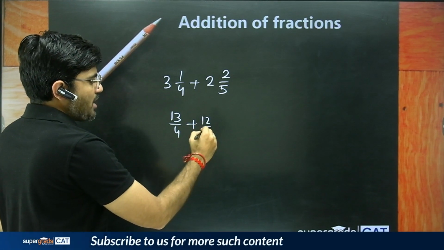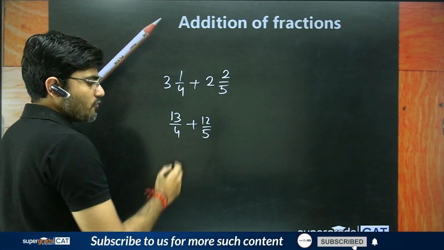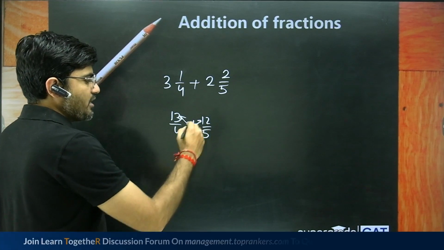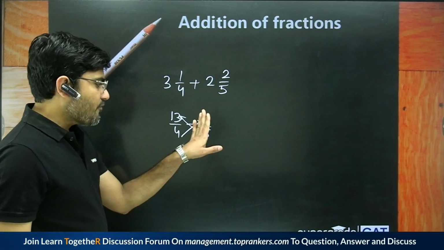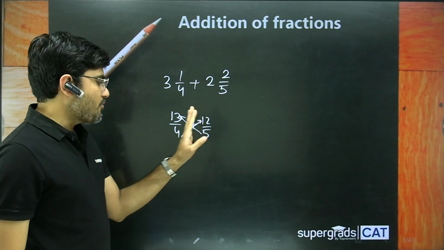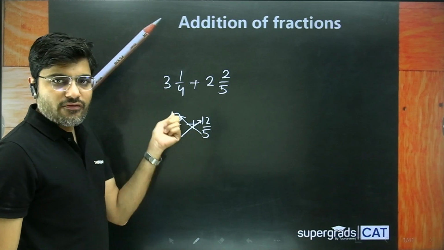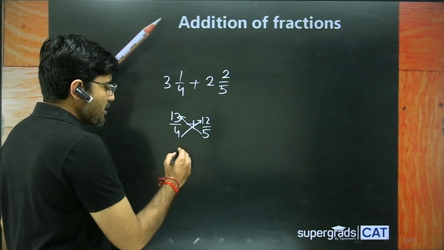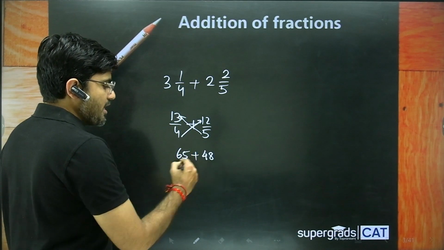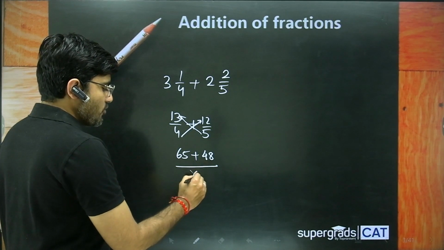12 by 5 and 4 into 5. So here we need to multiply by 5 and here we need to multiply by 4 क्योंकि 5 को छुपा लिया तो बचा 4 तो 4 का इधर मल्टीप्लाई और 4 को छुपा लिया तो बचा 5 तो 5 का इधर मल्टीप्लाई. तो 13 into 5 is nothing but 65 plus 12 into 4 is nothing but 48 divided by 5 into 4 is nothing but 20.